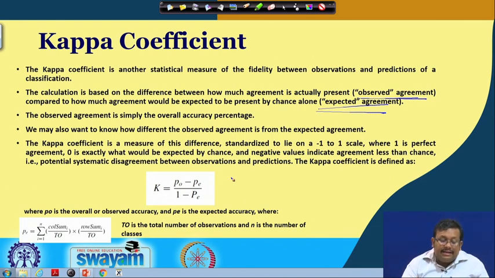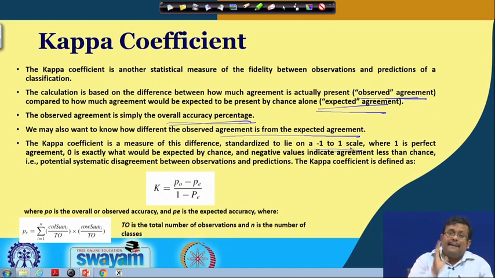Again, the observed agreement is how much agreement is actually present, and expected agreement is how much agreement would be expected to be present by chance alone. So, the observed agreement is simply the overall accuracy percentage. In our case, we have calculated already that overall accuracy is 25%. So, we may also want to know how different the observed agreement is from the expected agreement. Now, the kappa coefficient is a measure of this difference, standardized to lie between -1 and +1.